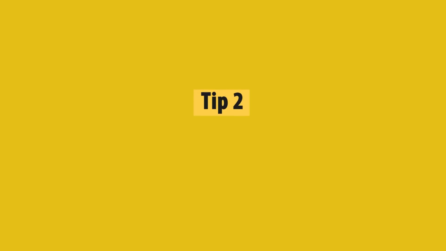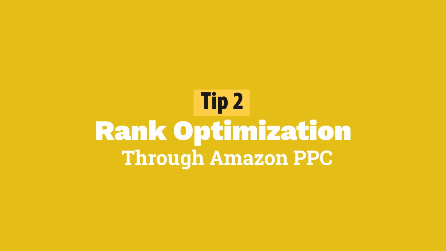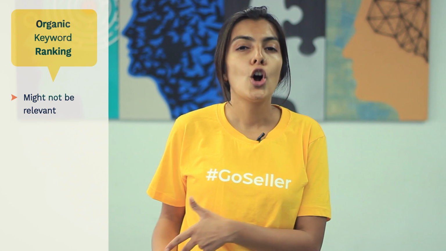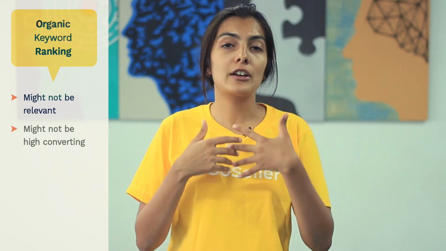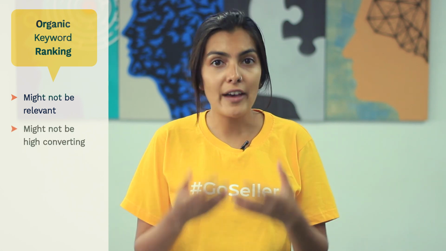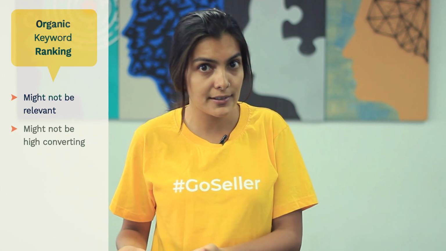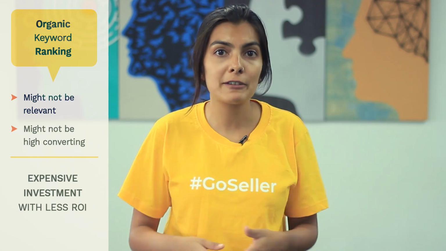Tip number 2, rank optimization through PPC campaigns. What a lot of Amazon sellers do is that they have a certain set of keywords that they want to rank for on Amazon organically. This might not always work out, as Amazon might not deem these keywords to be the most relevant to the product, or maybe they're not highly converting. So without a guarantee of high conversions or high number of sales, it gets very expensive to keep investing on the same set of keywords in the long run.